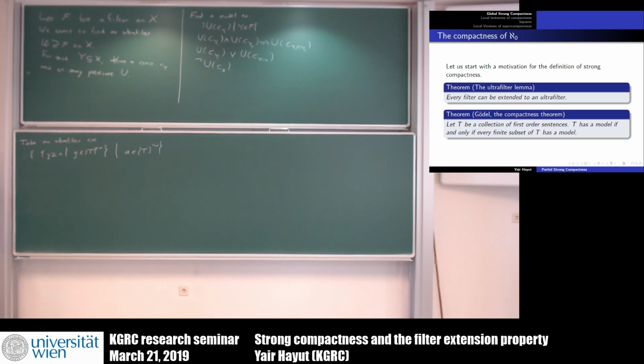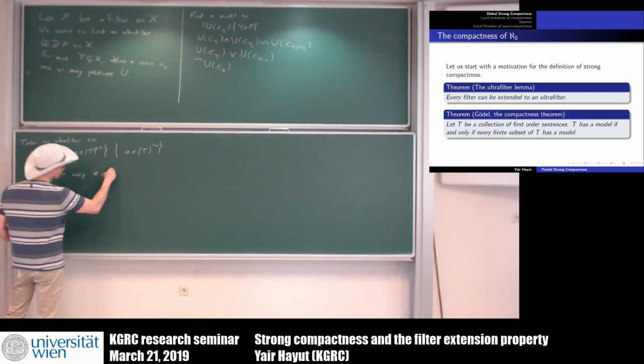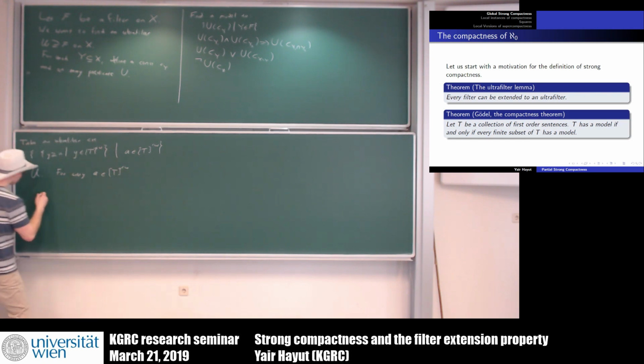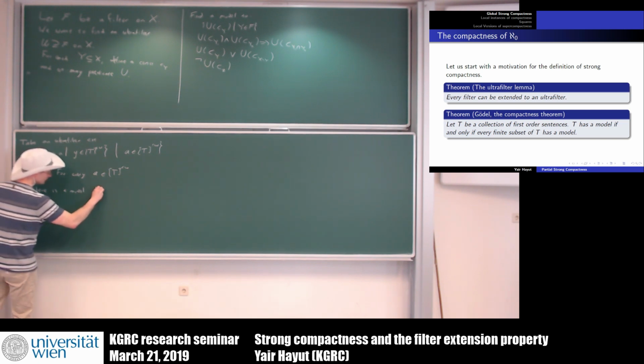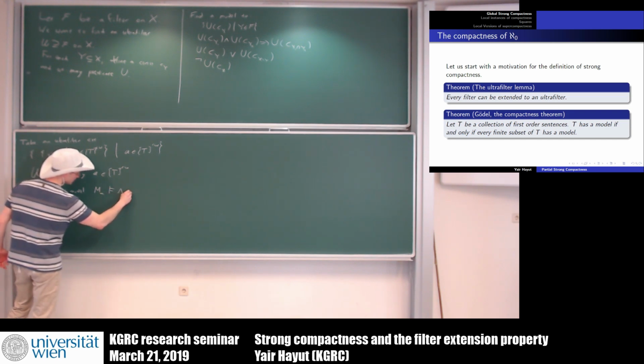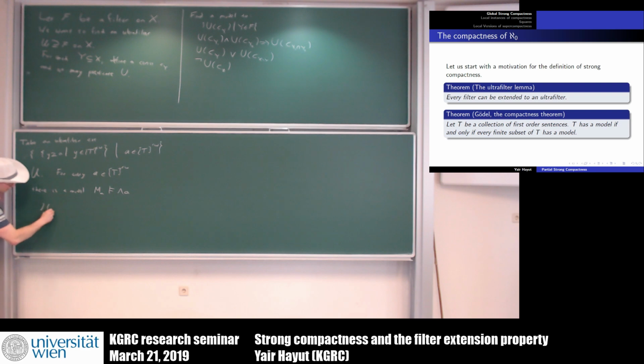So, okay, we take an ultrafilter extending this filter of cones around finite subsets of the theory. Let's call this ultrafilter U. Now, for every A, which is a finite collection of sentences, there is a model, let's call it M of A, which is a model of A. And now we're just going to take the ultrapower. And by our choice of ultrafilter, this is going to be a model of T.